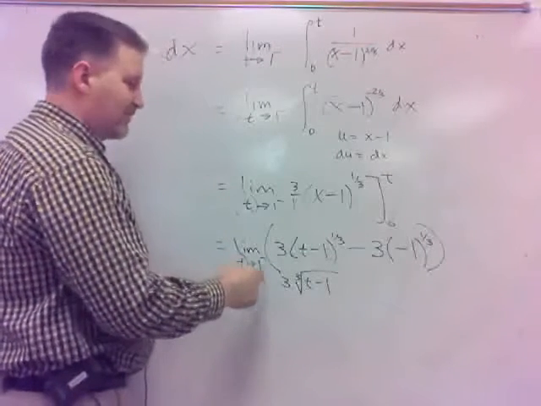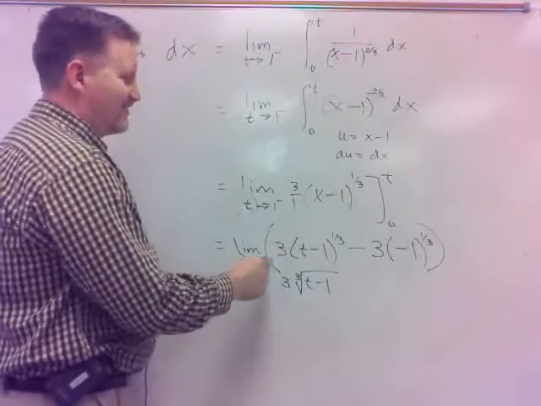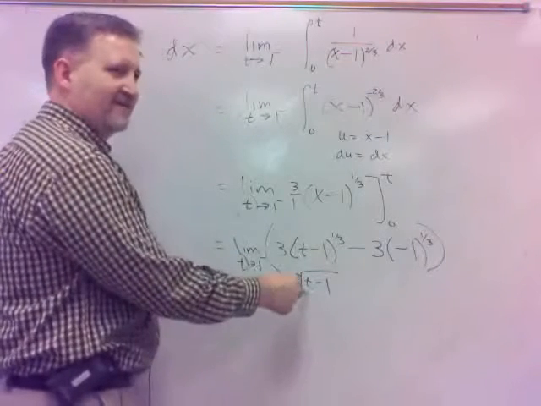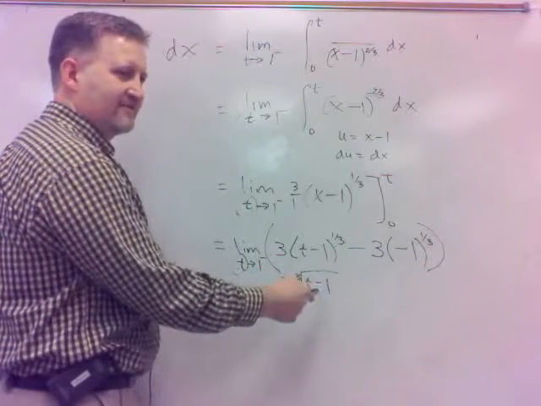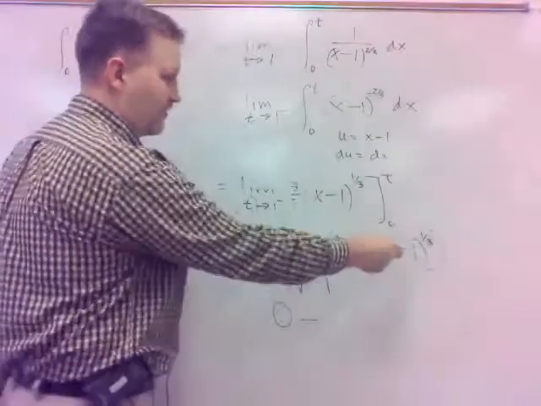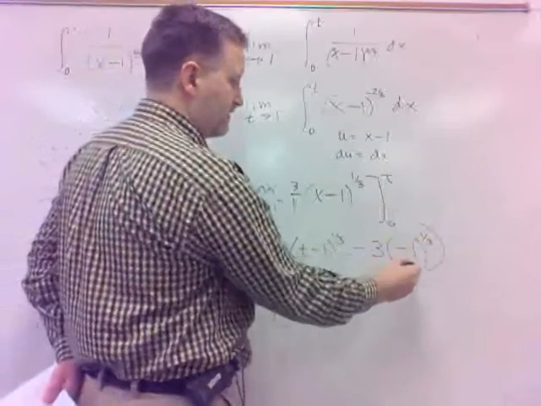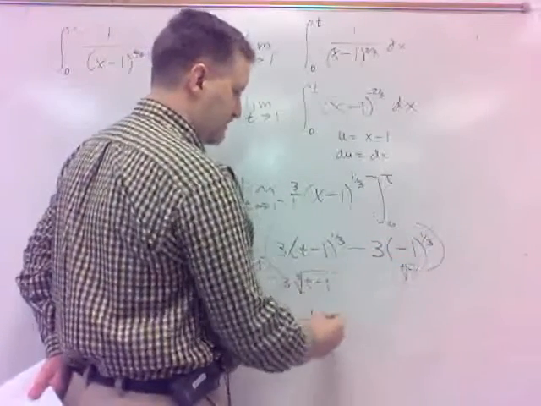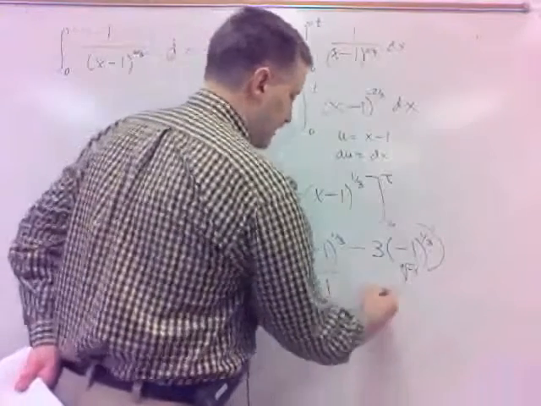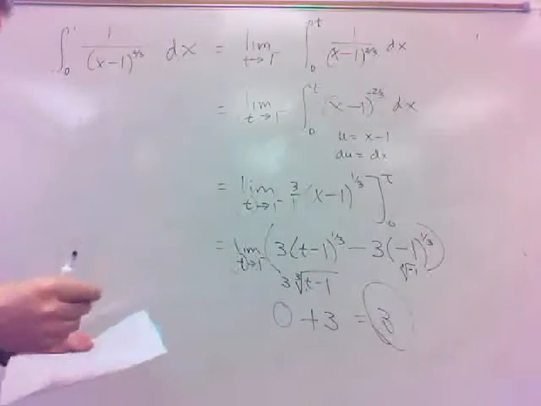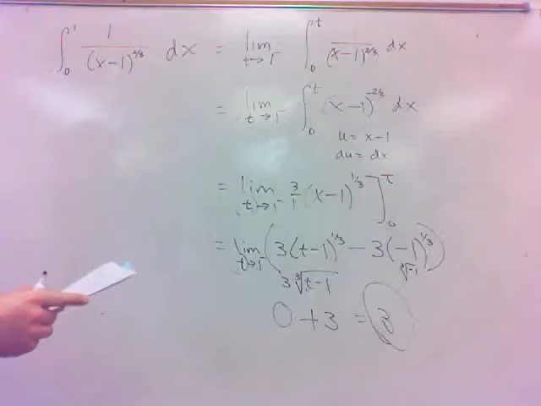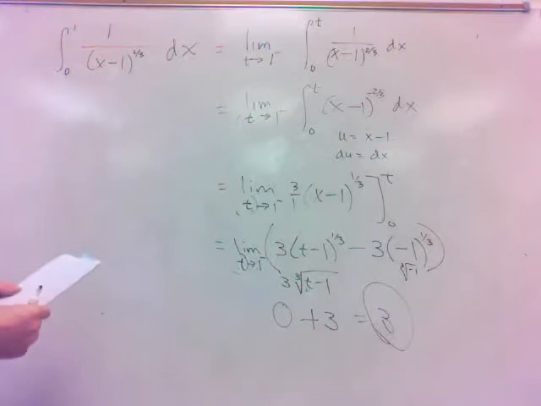Anyway, okay. T is going to 1 from the left. It doesn't matter because I can just plug it in, can't I? T is going to 1. 1 minus 1 is 0. Cube root of 0 is 0. Any way you slice it, that's 0. Well, that's the cube root of negative 1, which is negative 1. So I have negative 3 times negative 1. That's positive 3. This limit is 3. The integral is 3. How about that? Believe that? Came out really nice. Okay?